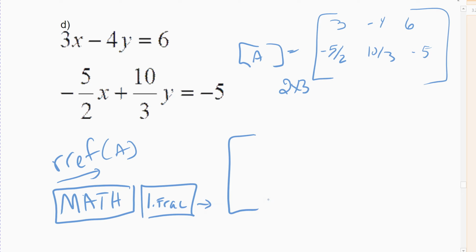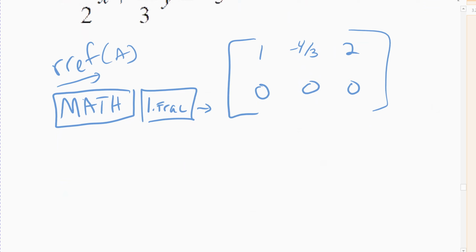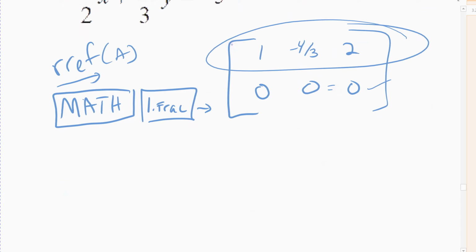It will put it into the form 1, negative 4 thirds, 2, 0, 0, 0. So it'll convert that decimal into a fraction. So you hit math, fraction on your calculator. All right, it is the infinitely many case, right? 0 equals 0 is true, which means this is a true equation. There are no false statements, and there's no set x equals this, y equals this. So if there's no false statements, there's no specific x and y values, it has to be the infinitely many case.